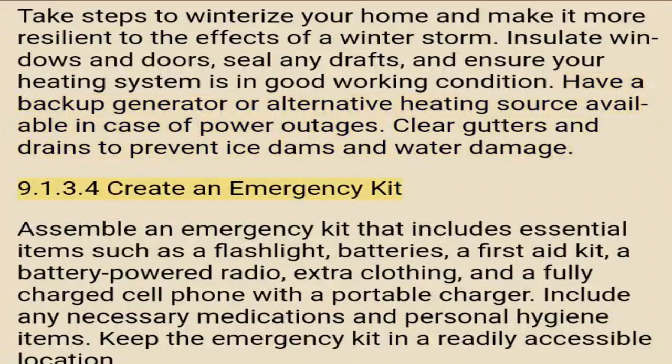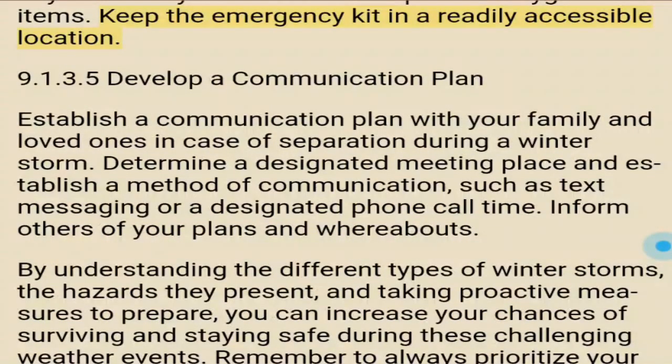9.1.3.4 Create an emergency kit. Assemble an emergency kit that includes essential items such as a flashlight, batteries, a first aid kit, a battery-powered radio, extra clothing, and a fully charged cell phone with a portable charger. Include any necessary medications and personal hygiene items. Keep the emergency kit in a readily accessible location.